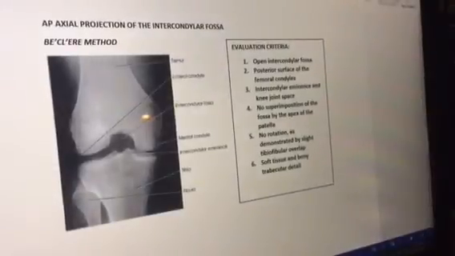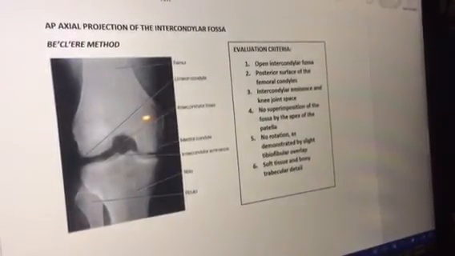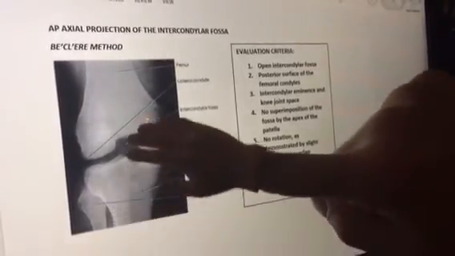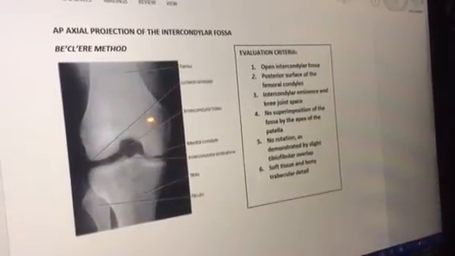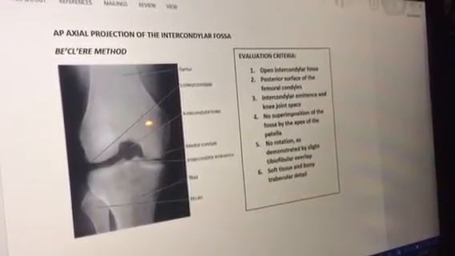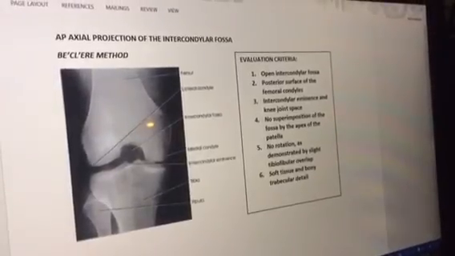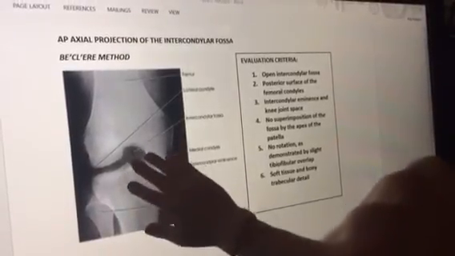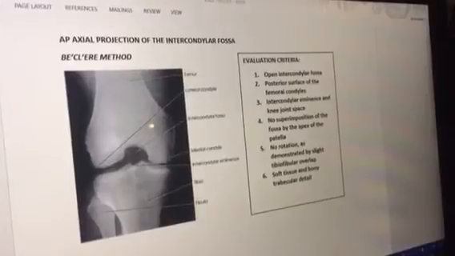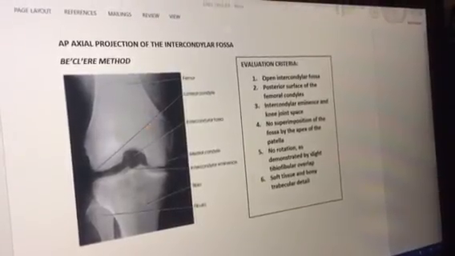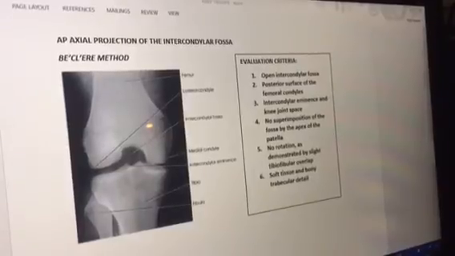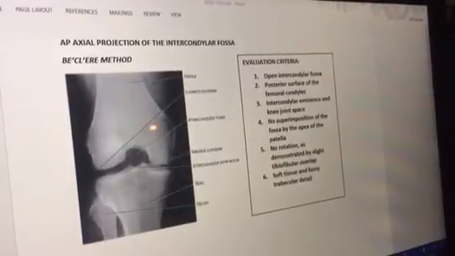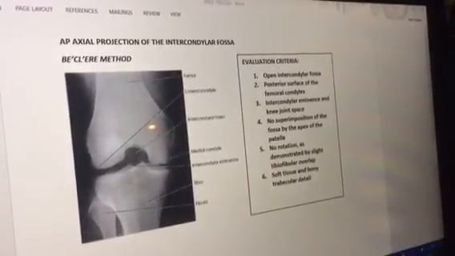Next, we have the Béclère method. This is an AP axial projection of the intercondylar fossa. The most important evaluation criteria here is that the intercondylar fossa is open. So we want an exaggerated open intercondylar fossa space. We also want to see the posterior surface of the femoral condyles and the intercondylar eminence and knee joint space, which is all in here. And we also want no superimposition of the fossa by the apex of the patella, and there should be no rotation as demonstrated by a slight tibiofibular overlap right here. And as always, good soft tissue and bony trabecular detail.